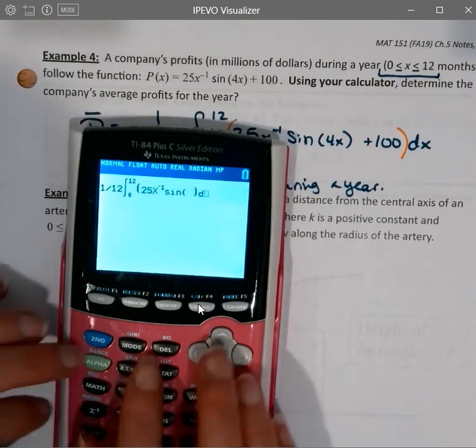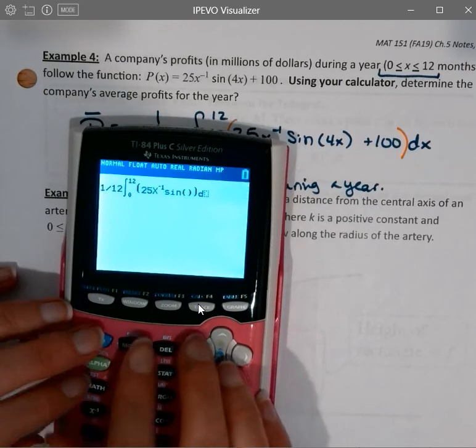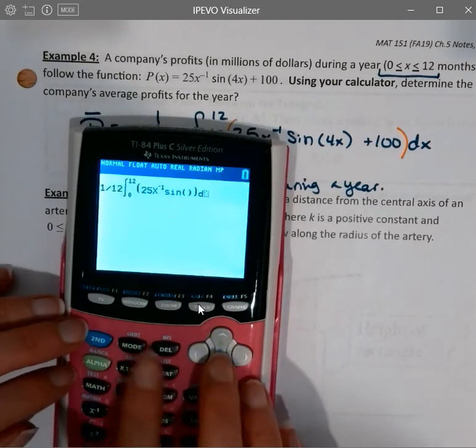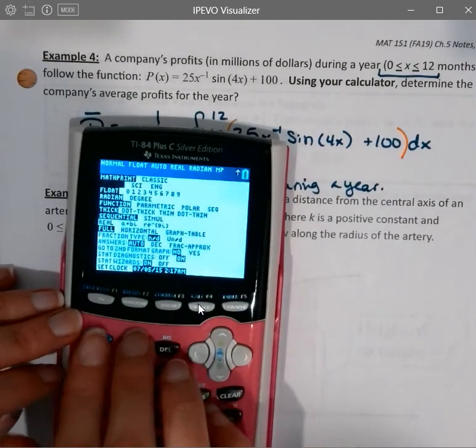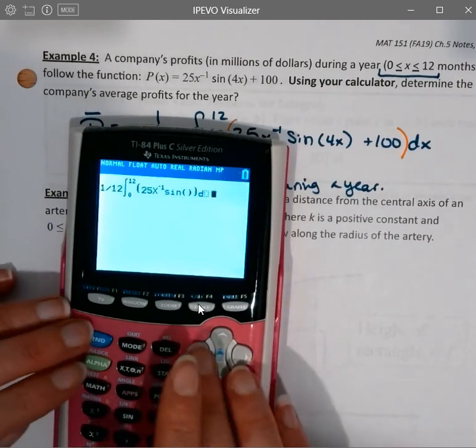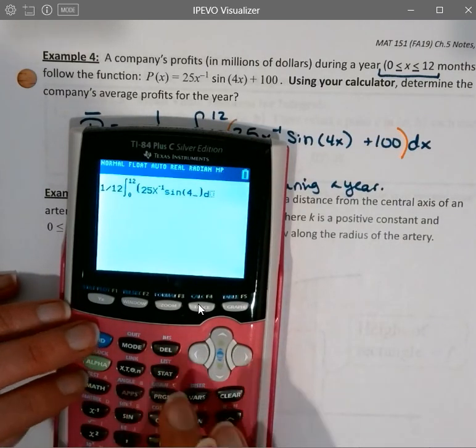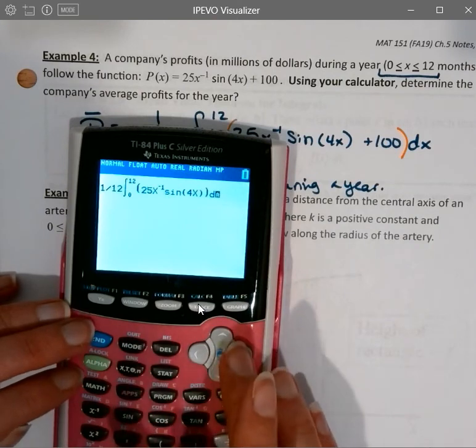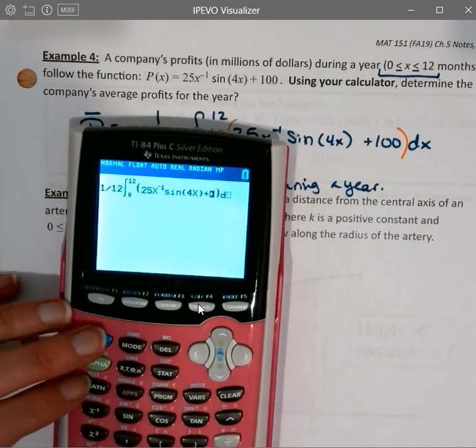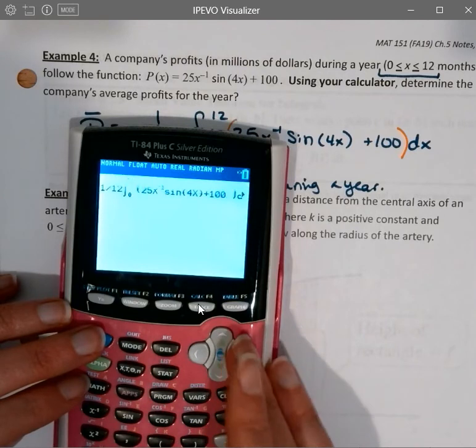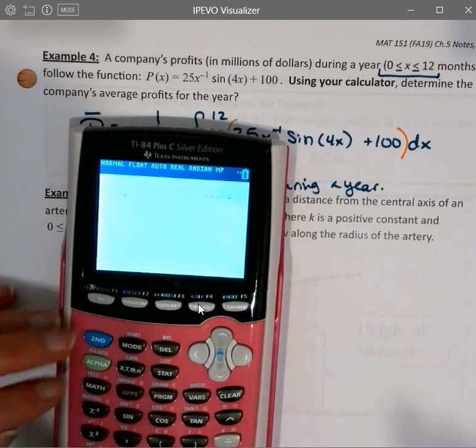I think I'm actually going to have to change my mode to make sure I'm in radians, because I was working with, oh, I'm in radians, good. Just want to make sure. I was working with pre-calc on this calculator earlier, and it might have been in degrees. And then of 4x, and then go back here, add my 100, and finally the dx.